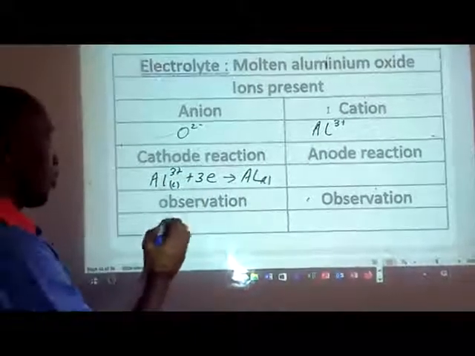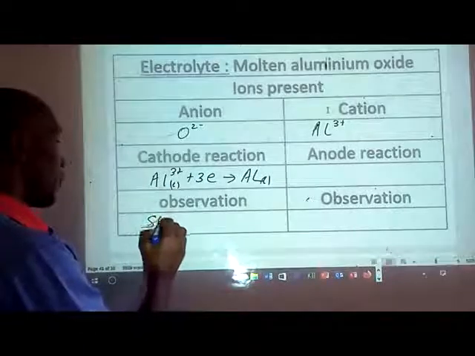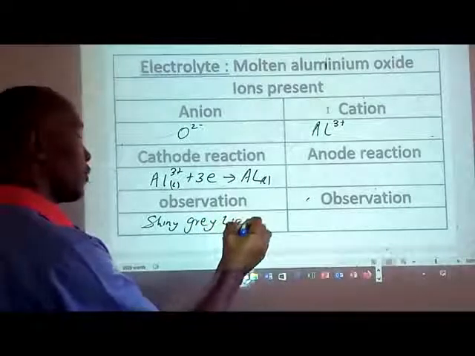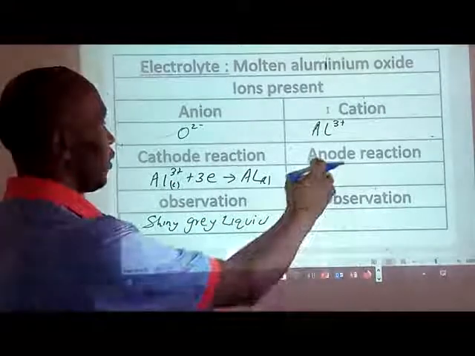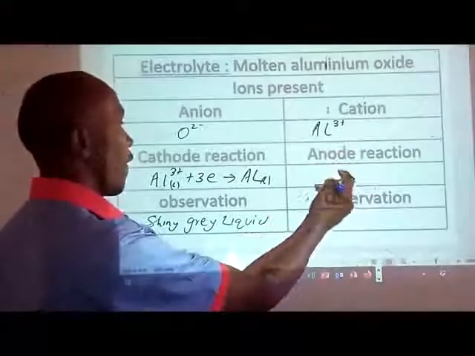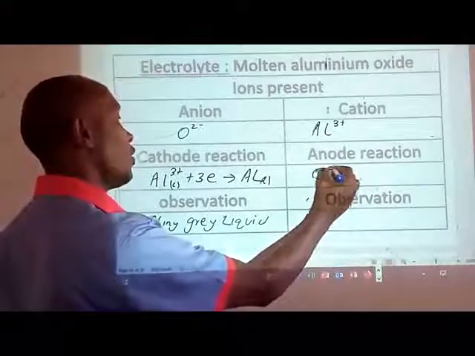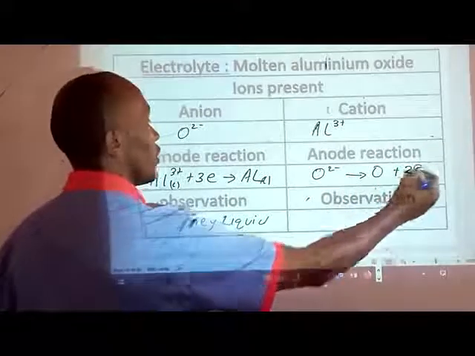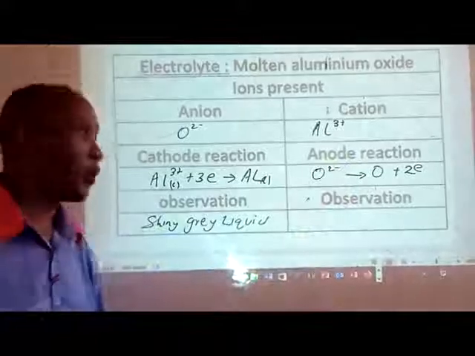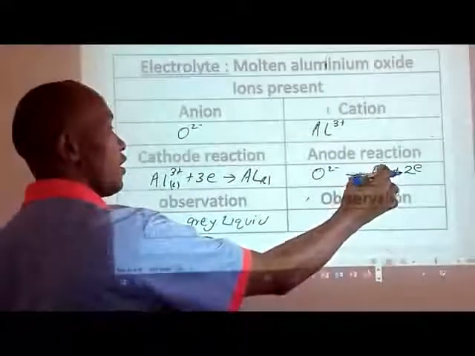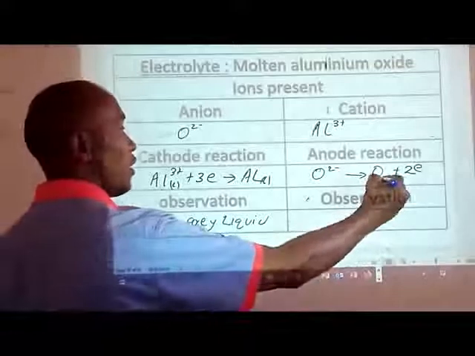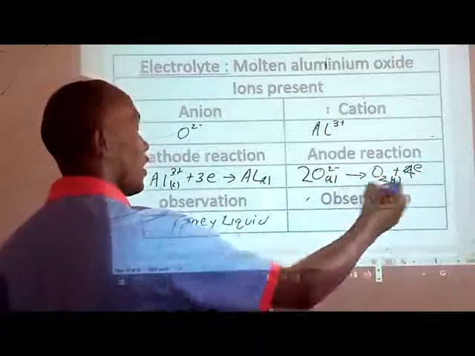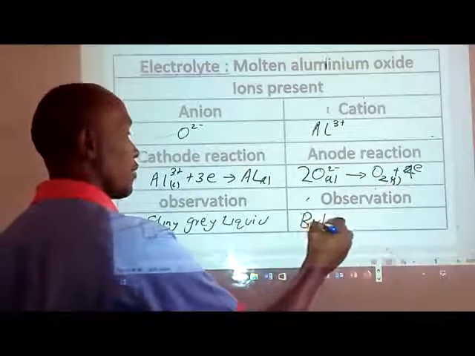And so here what do you have? Shiny gray liquid. What do we have at the anode? The anions move there, O2- loses electrons to form an oxygen atom. Each oxide ion will have to lose 2 electrons. But this is an oxygen atom that does not exist, so I need to multiply by 2. Gas state, so bubbles of a colorless gas.